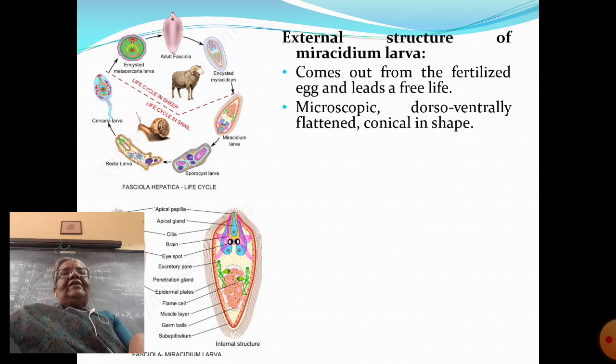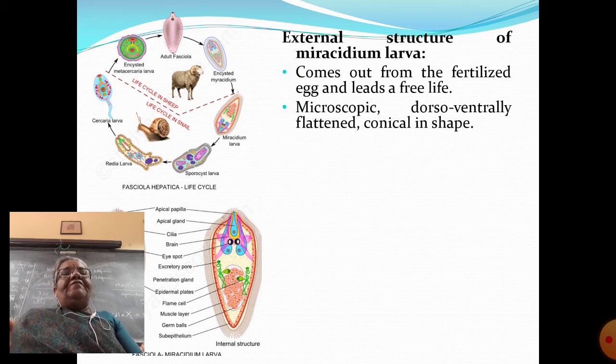See, actually the adult liver fluke produces the eggs and the eggs are fertilized, and the fertilized eggs will release the first larval stage, that is nothing but Miracidium larva. So it comes out from the fertilized egg and it leads a free life. Please note, the larva is free living whereas the adult is parasite. It is microscopic in the sense you can see it only under a microscope.